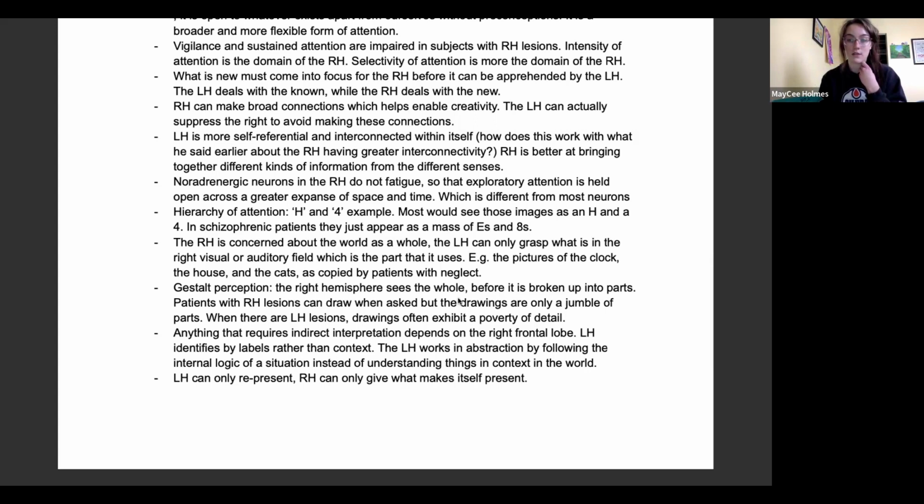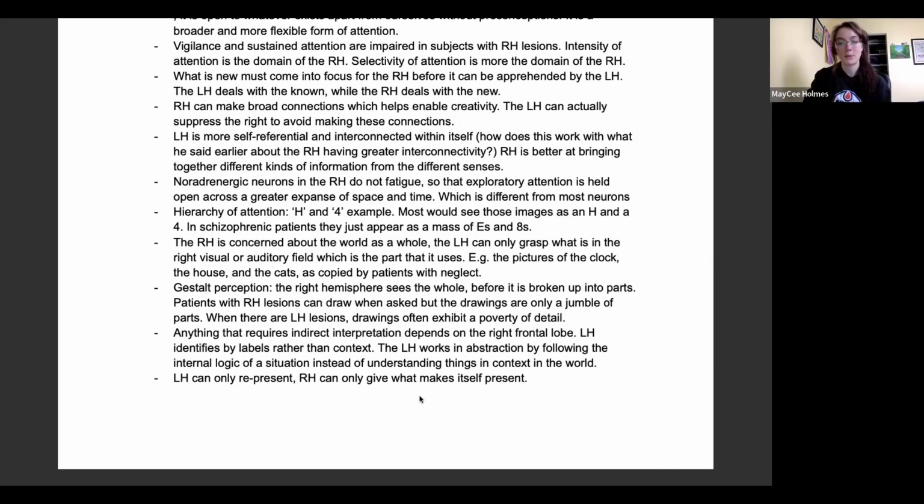Example: the pictures of the clock, the house, and the cats are copied by patients with neglect. What he's referring to is this. It shows that only half gets neglected, because the left hemisphere is only dealing with what it knows, which is the right side of its visual field. The pictures on the left were the templates that the patient, relying on their left hemisphere, was supposed to replicate, but they could only replicate the part they saw, which the left hemisphere can only see in the right visual field.